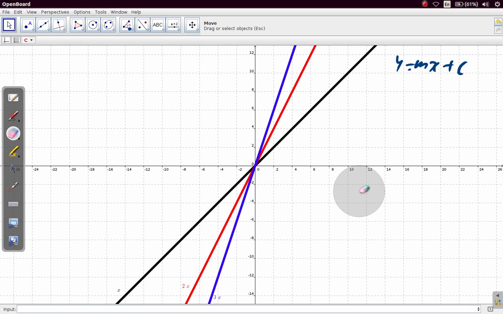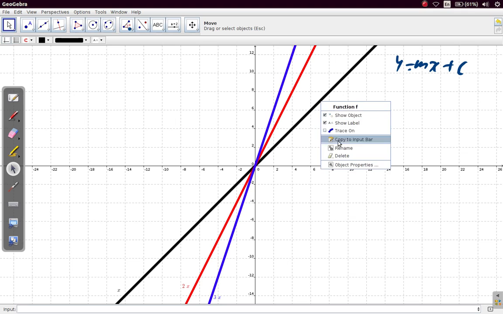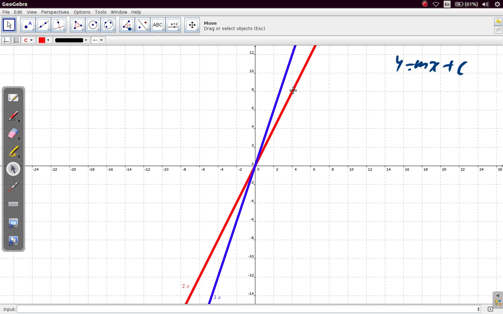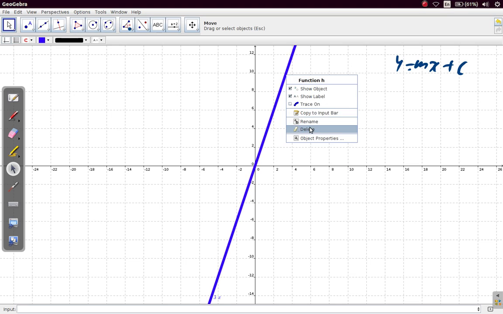Let's examine what's happening here further. What we have is c is equal to 0. And I notice that these lines go through 0. Let's look at a different line. Let's get rid of these. Delete, delete, delete.